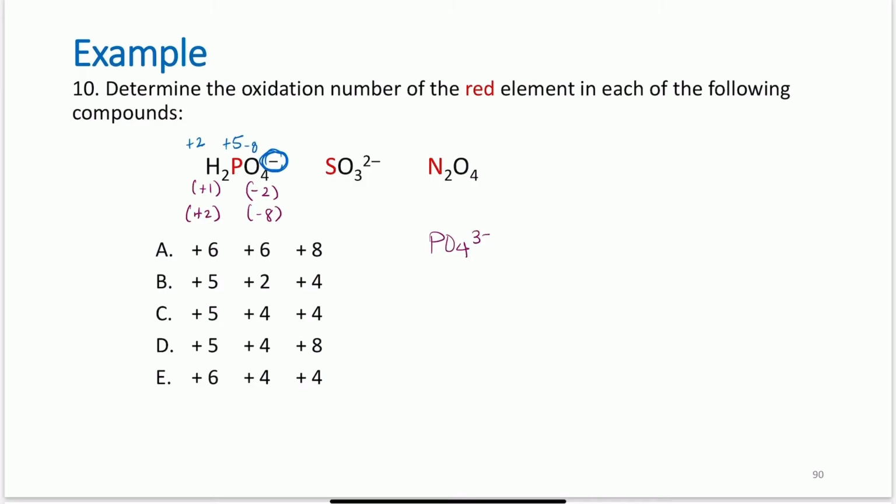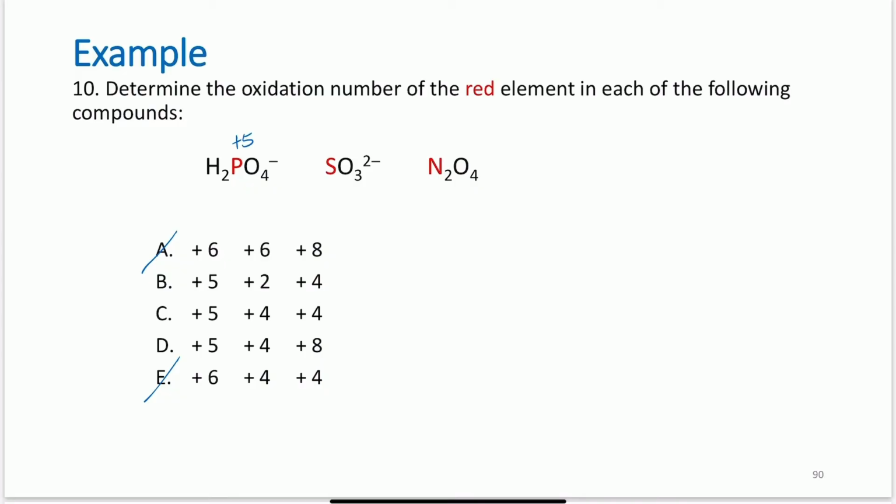The other way to do that is to recognize H2PO4- would be 2 H+ and a PO4 3-. Each oxygen is -2, so an overall -8 here. I need a -3 charge overall, so phosphorus must be +5. So phosphorus here has a +5 oxidation state, which means that it has to be B, C, or D.